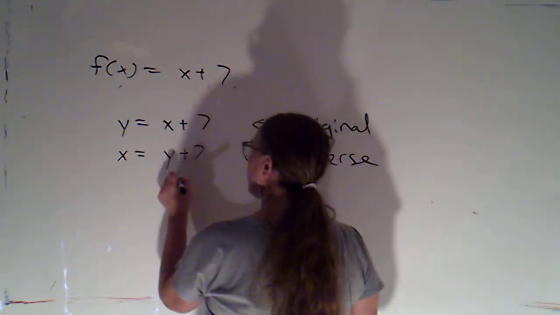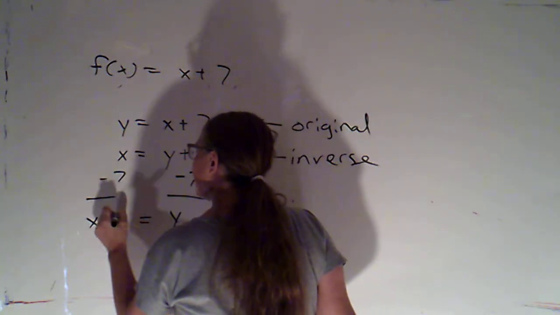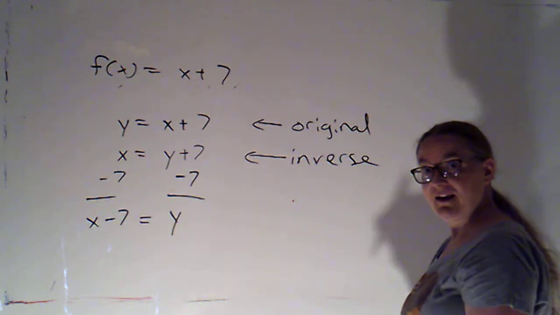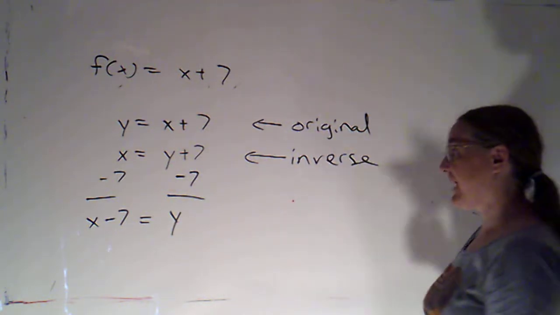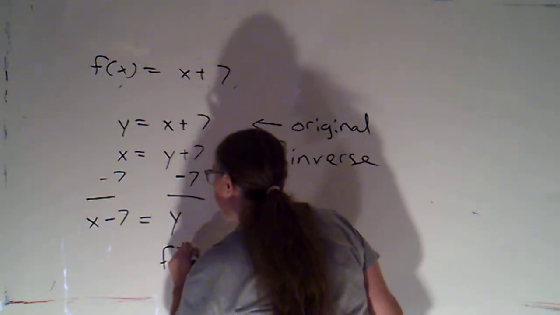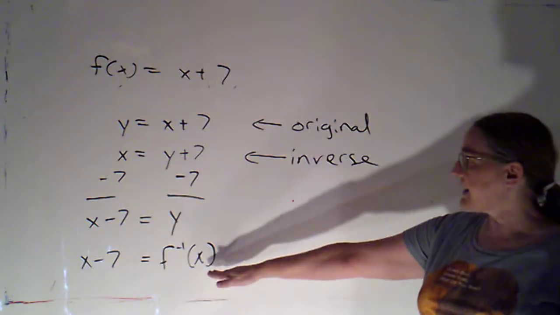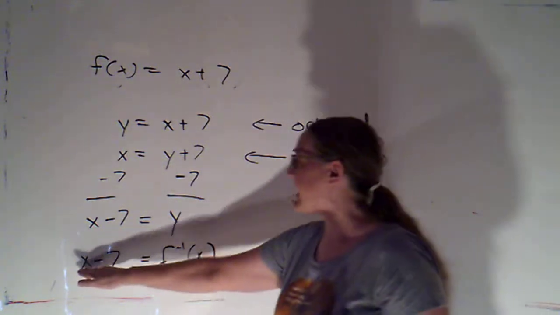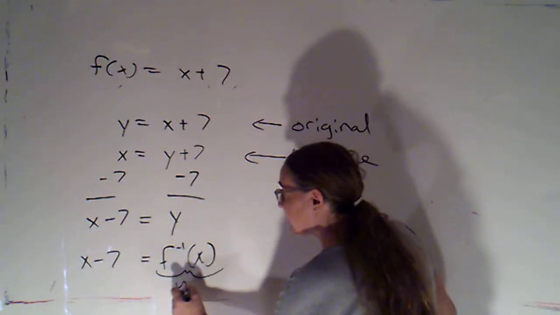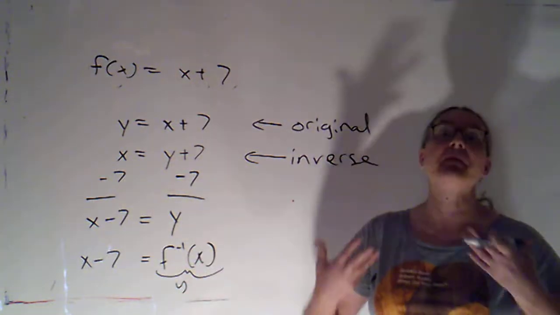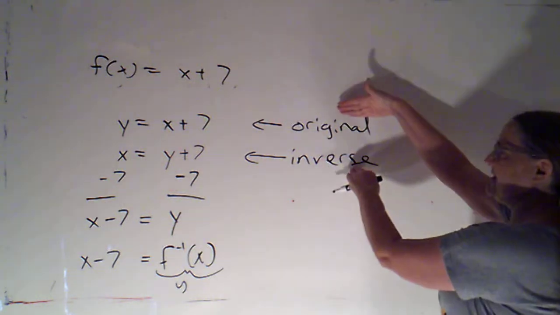Well, if I solve for y, I would subtract 7 over. I would get y equals x minus 7. That's exactly the formula that we said was our formula for f inverse. And now I can use inverse function notation so that I can say f inverse of x is x minus 7. And now that makes it clear. That's the y value, but that's the y value on the inverse function.